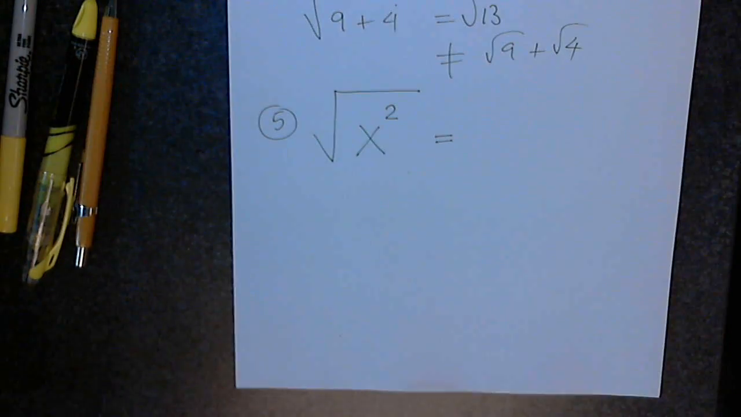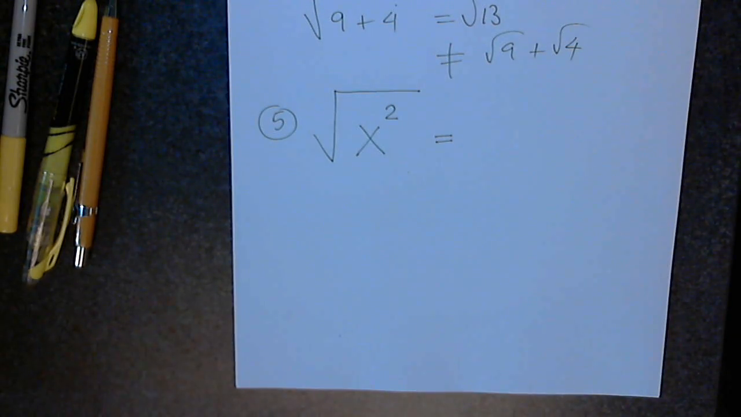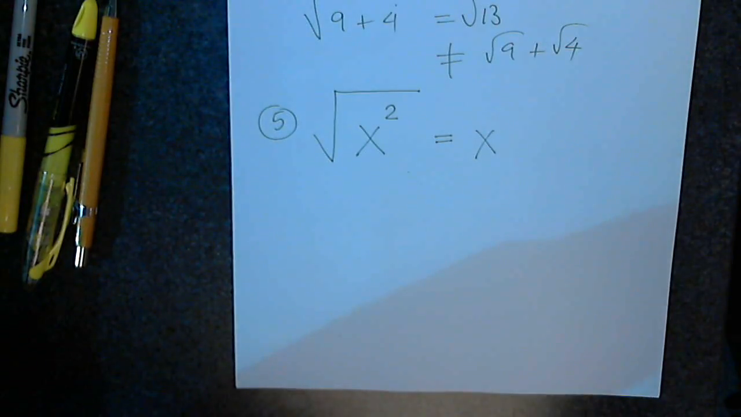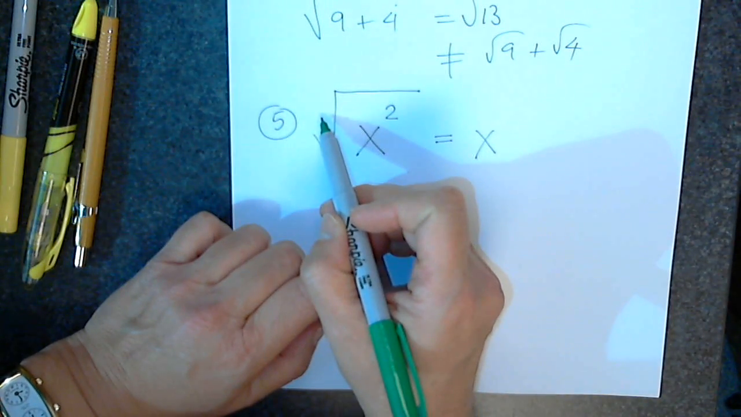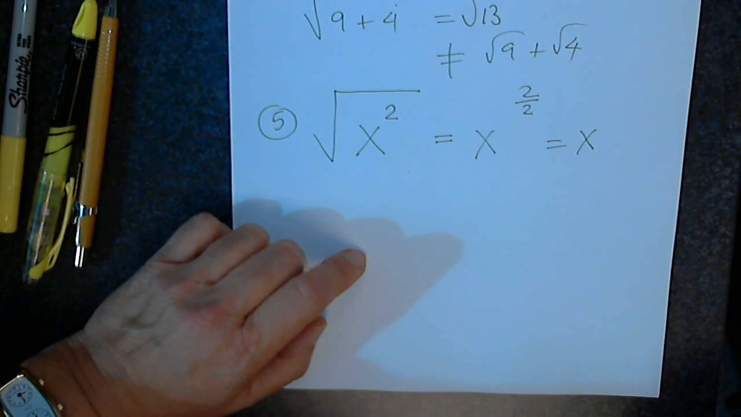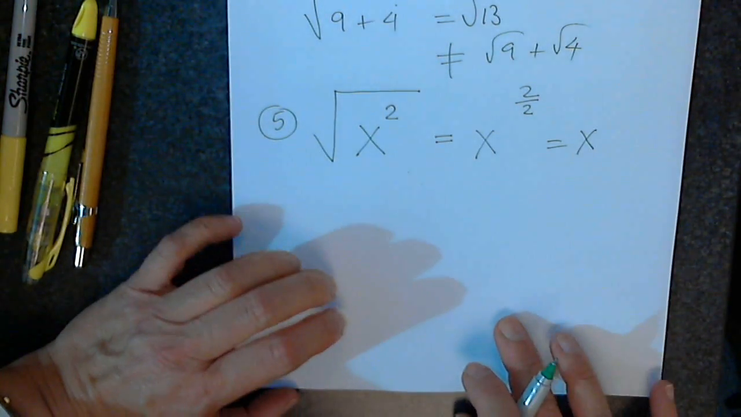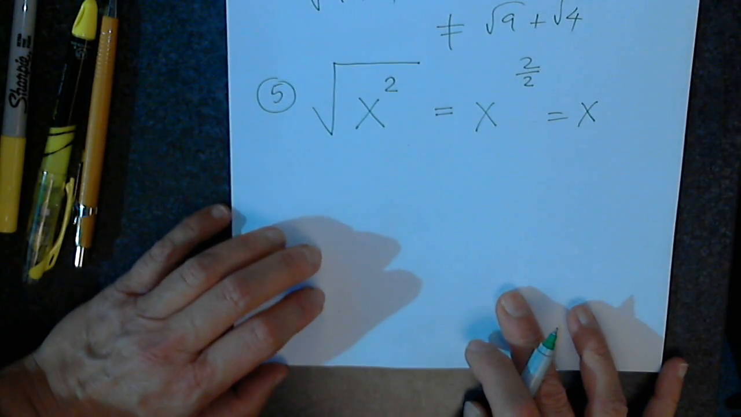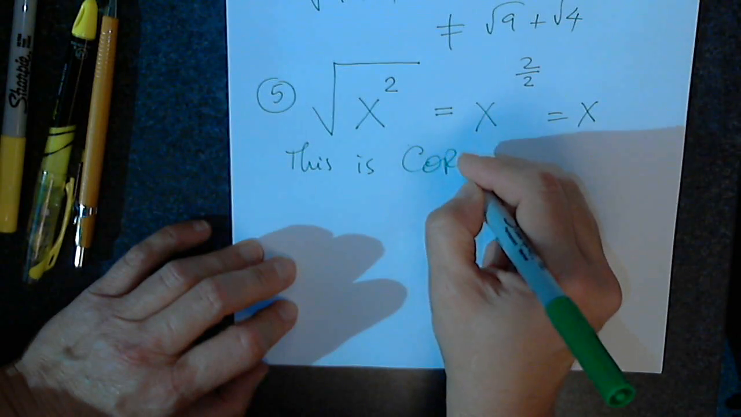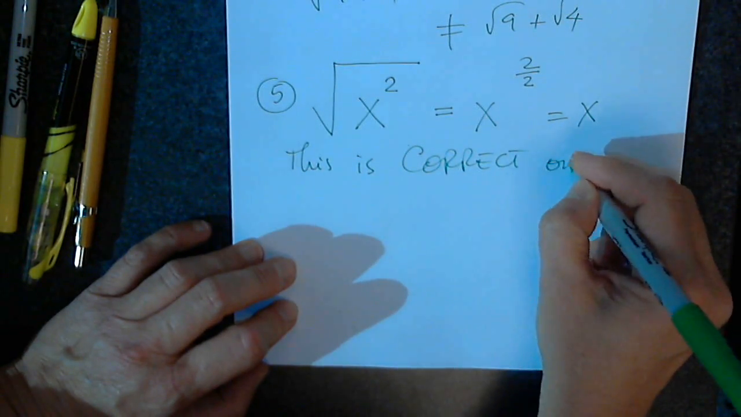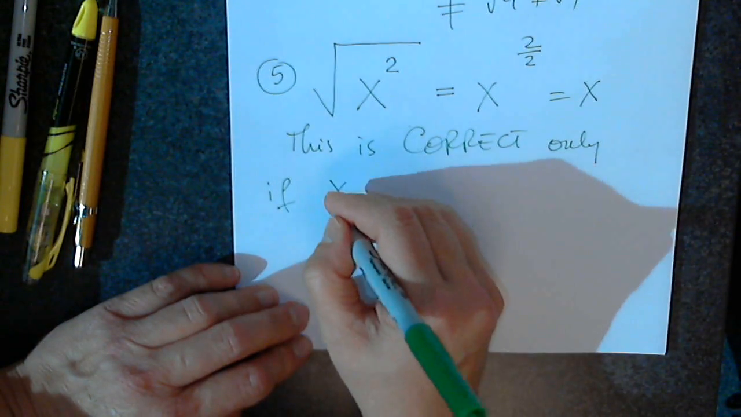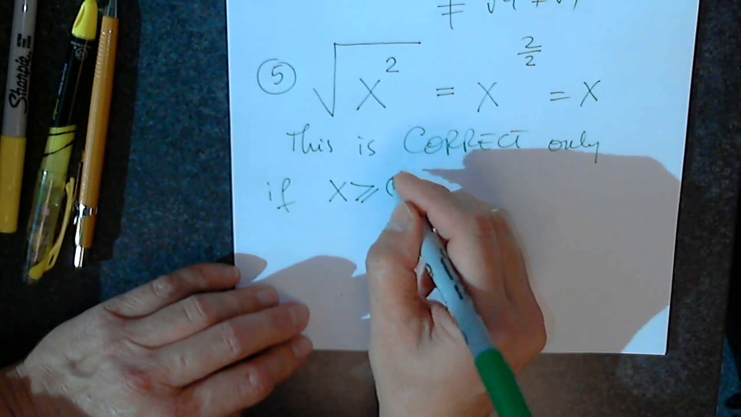You can say, yes, you will say it's x based on the first rule, 2 over 2, right? 2 over 2, which makes x to which power? Right. And I will say this is correct only if x is greater than or equal to 0.